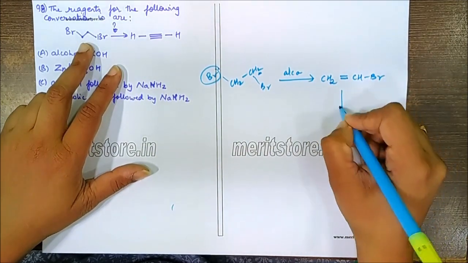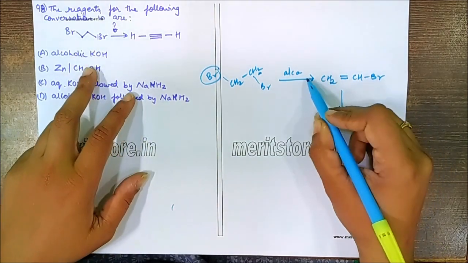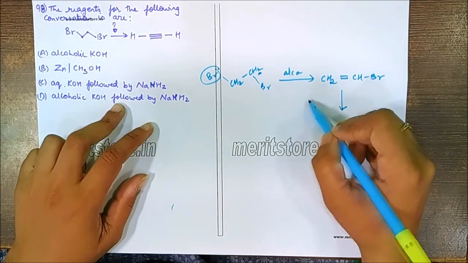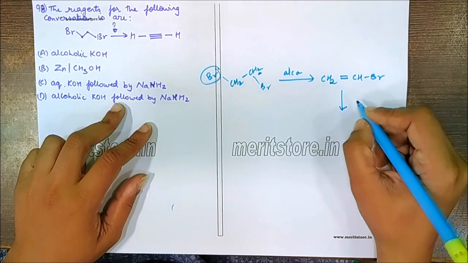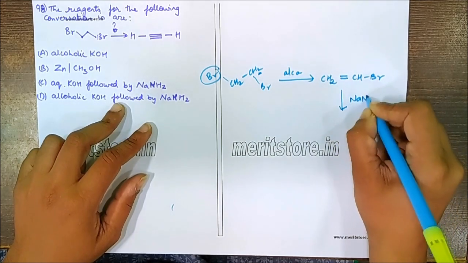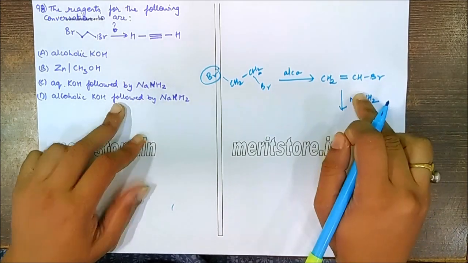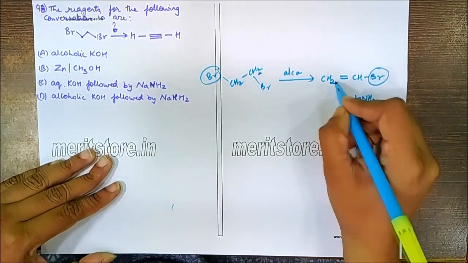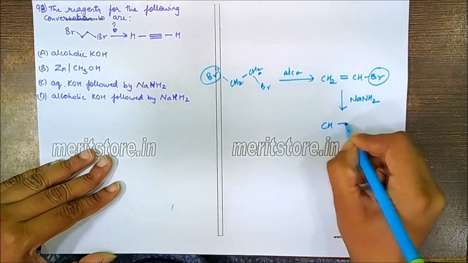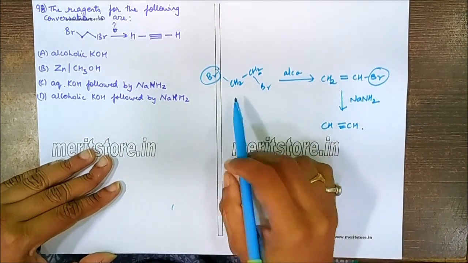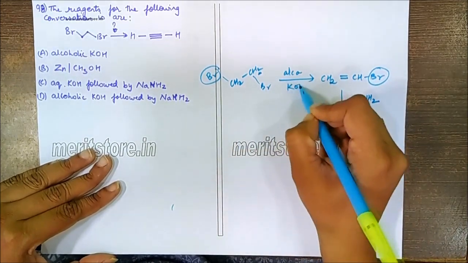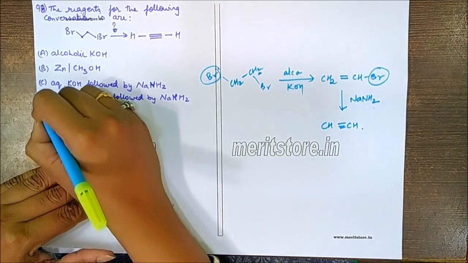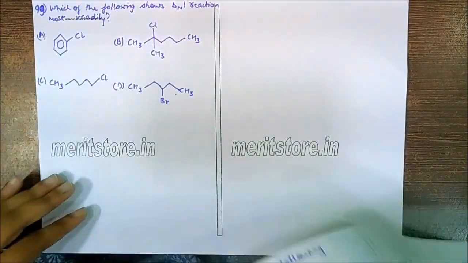But to create a triple bond, we cannot use only alcoholic KOH. We need to use a very strong reagent. So we have to go for NaNH2, a strong base, because the second removal of HBr is very difficult. When you remove the second HBr, Br from here and H from here, we'll get CH triple bond CH. So our answer is alcoholic KOH followed by NaNH2. Hence our option is D.